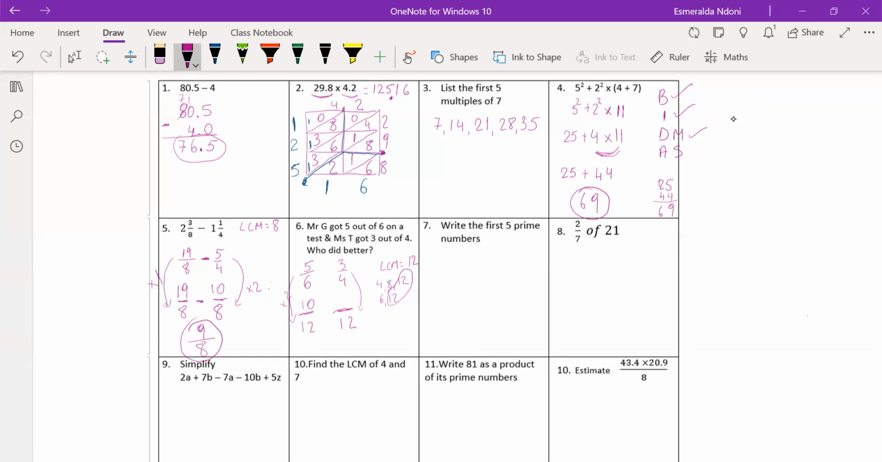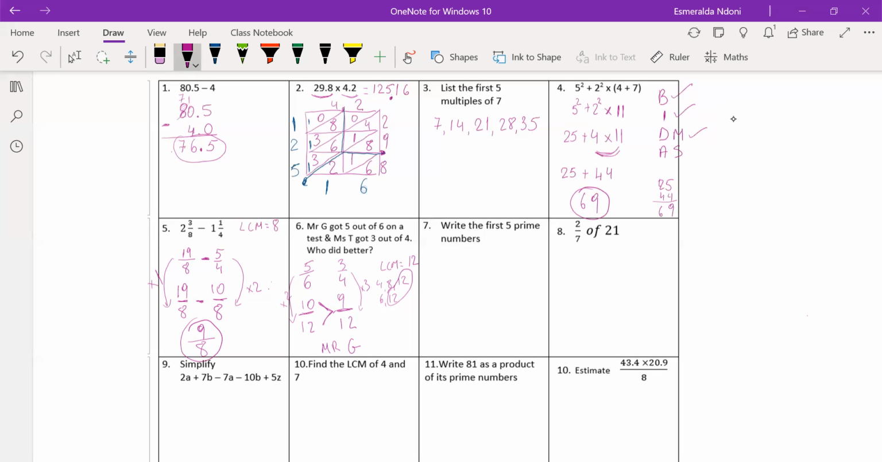Then on the other fraction, you ask yourself, how did 4 go to 12? Well, it's times 3, this one. Fine, I do the same to the top. 3 times 3, it's a 9. Okay, now it's easy to see that 10 out of 12 is bigger than 9 out of 12. So Mr. G got more. And the answer is that Mr. G did better.